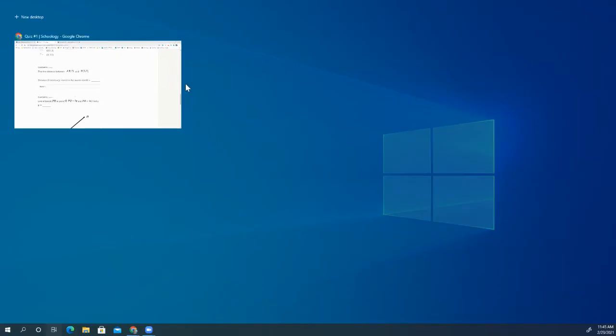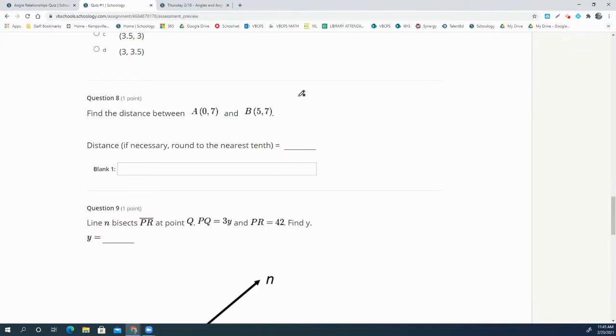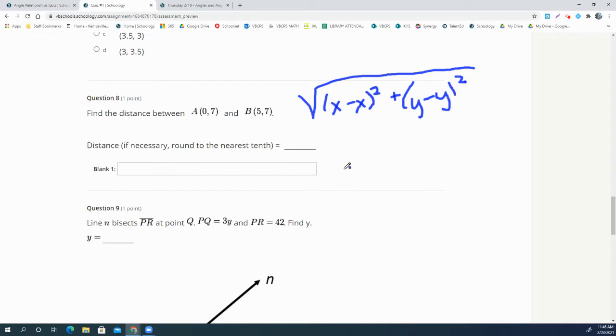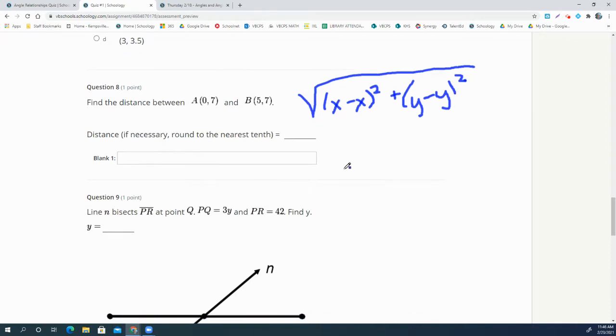Distance. How do I find distance? What's the formula for distance? X minus X squared. Guys, if you don't have these memorized, that's okay. Use your digital notebook, right? And then Y minus Y squared. Okay. Use the digital notebook. Use your notes. Make a little cheat sheet for yourself when you go to do the test. You are welcome to use the digital notebook in your notes.